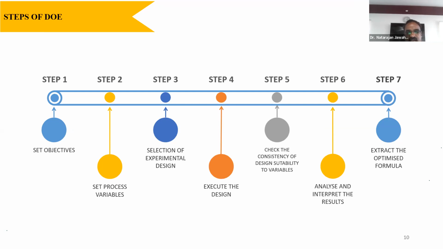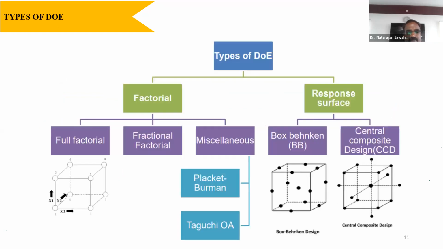Then check the consistency of the design's suitability to the variables, whether it is a validated one or not validated one. And then the last, 6th step, is to analyze and interpret the results. Then in the final step, you will get the optimized formula. You will extract the optimized formula. In this manner, I will show some experiments as a case study after some time.